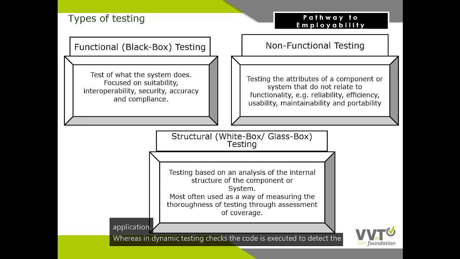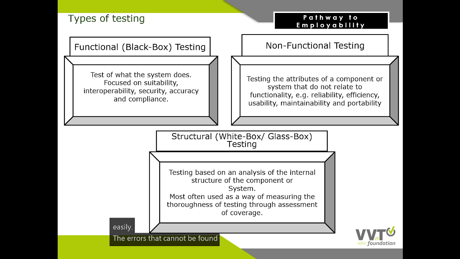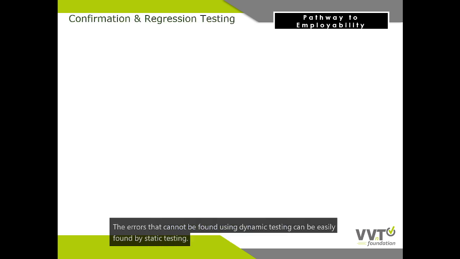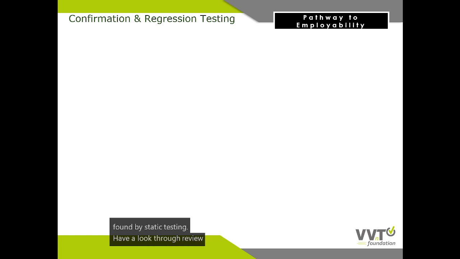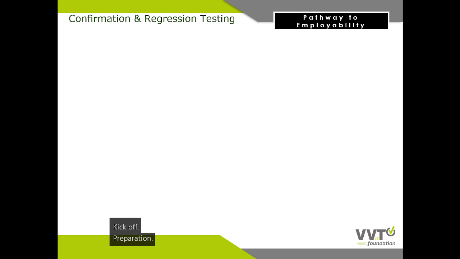Static testing is performed in early stage of development to avoid errors as it is easier to find sources of failures and it can be fixed easily. The errors that cannot be found using dynamic testing can be easily found by static testing. Have a look through review process and its phases, which are planning, kickoff, preparation, review meeting, rework, follow-up.